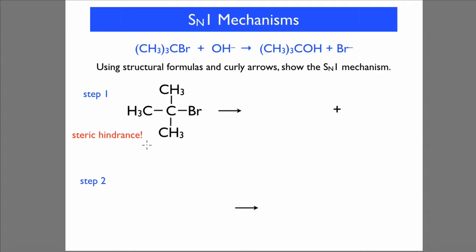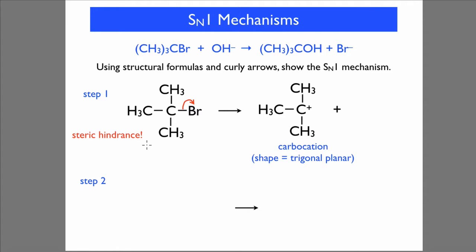Okay, we've got to use structural formulas and curly arrows. We need to be able to do this, so let's see how we do it. We're getting steric hindrance in step 1, so the nucleophile won't attack straight away, but a carbocation can form because we've got this electronegative bromine. It's going to draw the electrons to itself, breaking the carbon-halogen bond, getting this carbocation forming, which is trigonal planar. And we also get the bromide ion free.